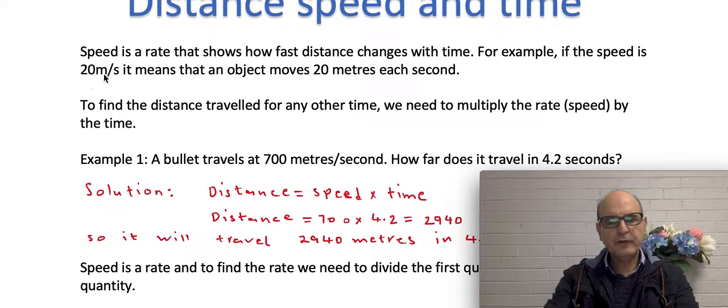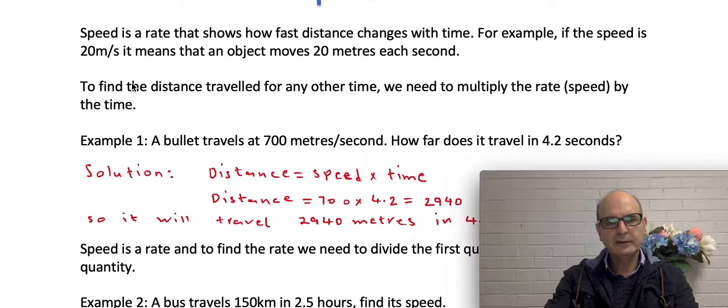If we want to find the whole distance traveled, this is only the distance that it travels in 1 second. If you want to find the whole distance that it travels in a longer time or a different time than 1 second, you need to times by that time.